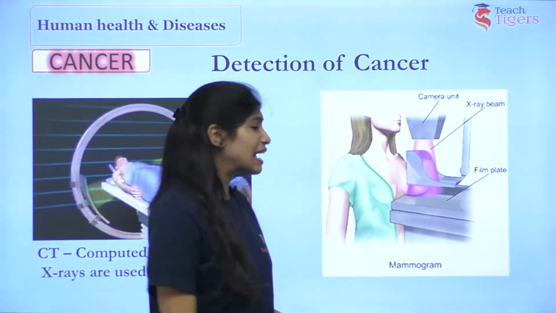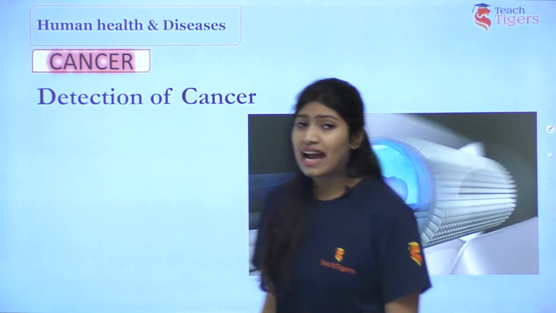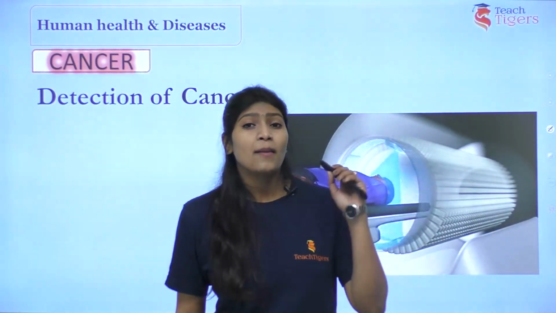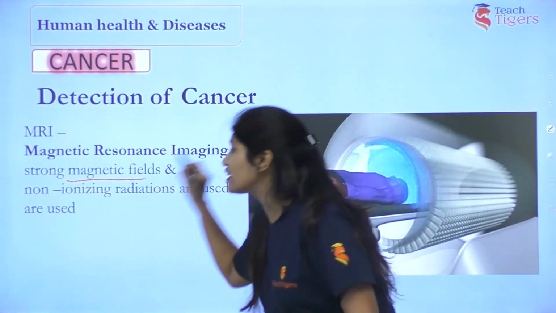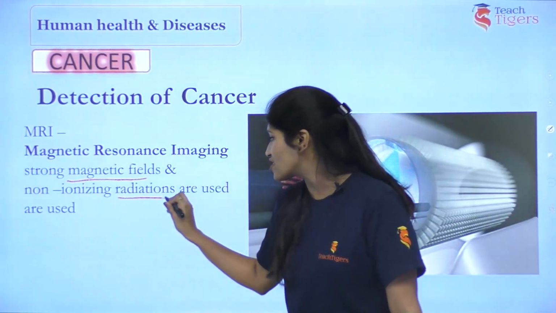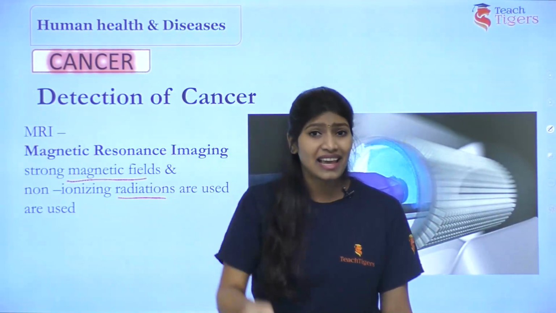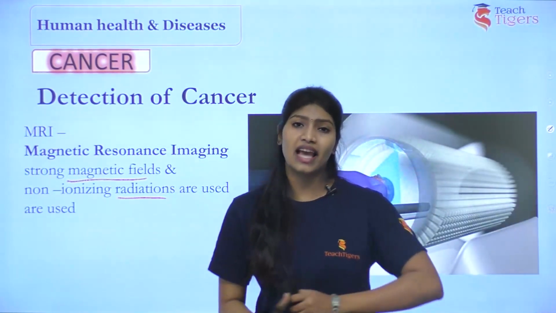We have a few more, like the MRI scan. In MRI scanning, the entire body is exposed to magnetic resonance imaging, where strong magnetic fields and non-ionizing radiations are used to detect the cancerous cells or any disease in the body. So this is how we can detect cancer.